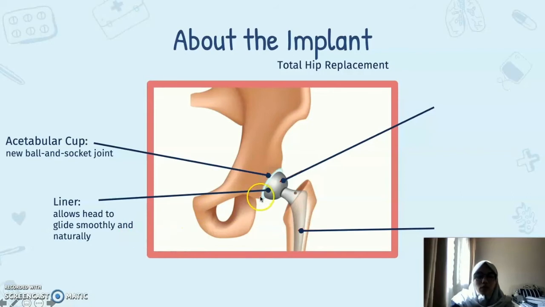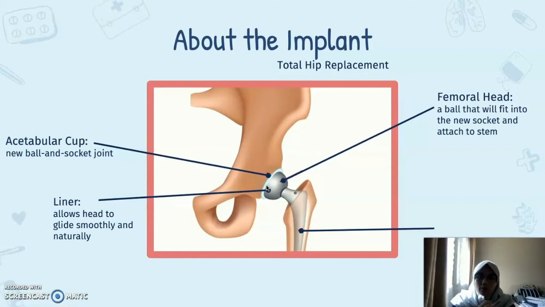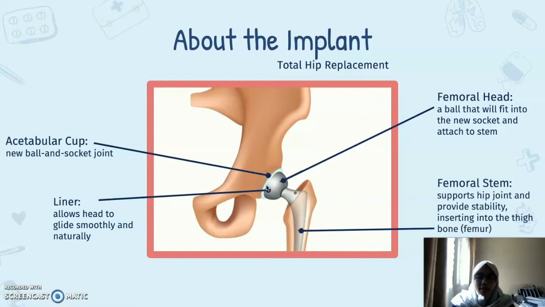a liner that will allow the head to glide smoothly and naturally, a liner that lines the acetabular cup, and the femoral head that will act as the ball that will fit into the new socket and attach to the stem, and also the femoral stem, which supports the hip joint and provides stability. The femoral stem will be inserted into the thigh bone, which is the femur.